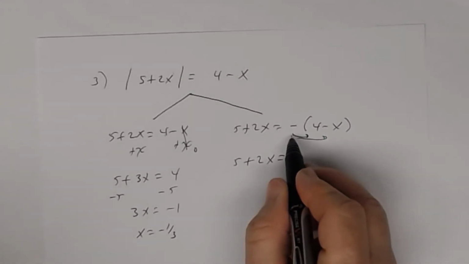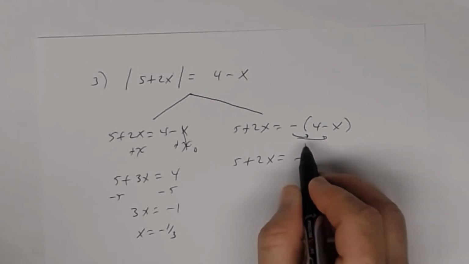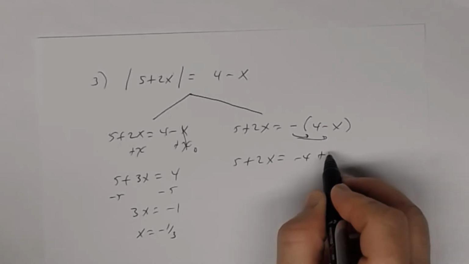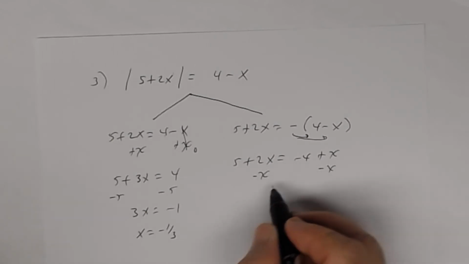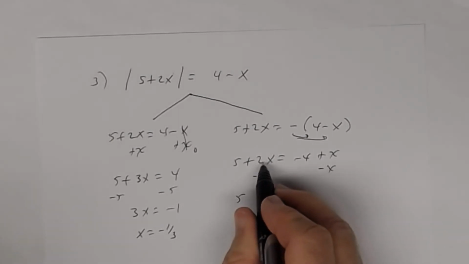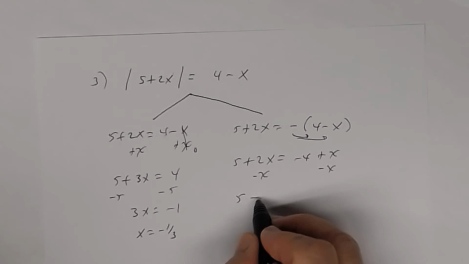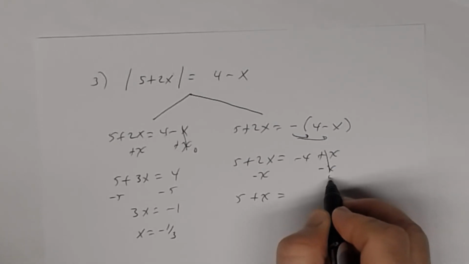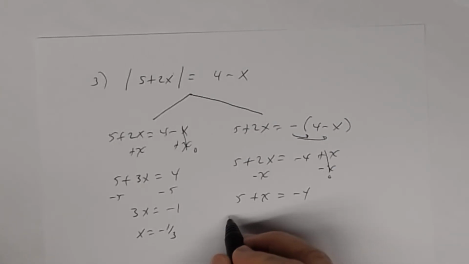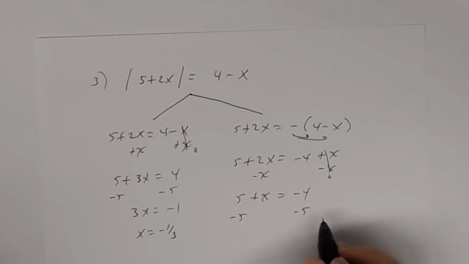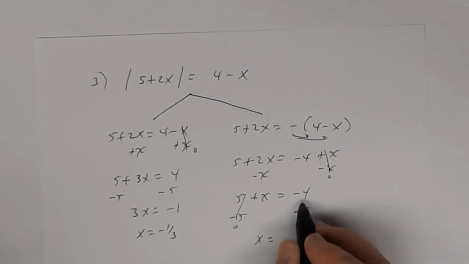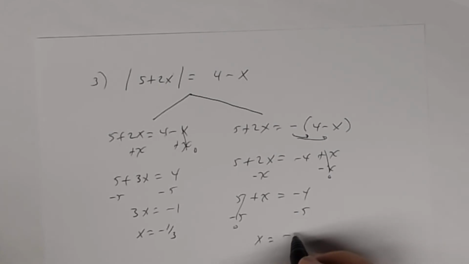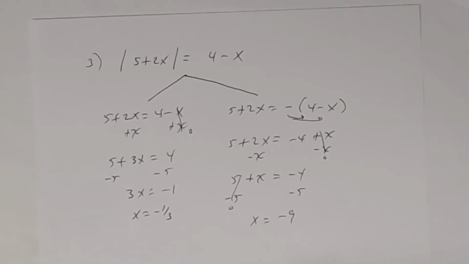Over here, I'm going to go ahead and distribute the negative, and so I get 5 plus 2x equals, the opposite of 4 is a negative 4, and the opposite of a negative x is a positive x. And then let's go ahead and subtract x from both sides. I get 5, 2x and a negative x is a positive x equal, and then this is negative 4. Subtract 5 from both sides. I get, let's see, that'll be x equal negative 4 and negative 5 is a negative 9, right?